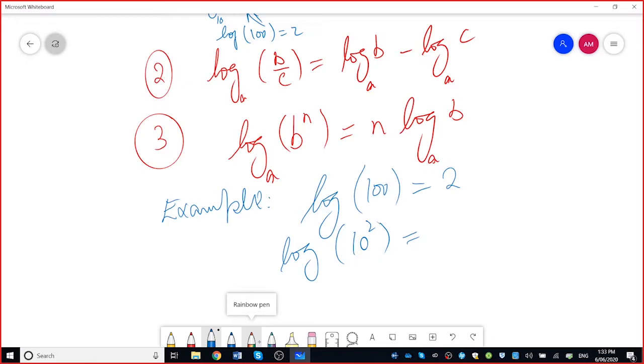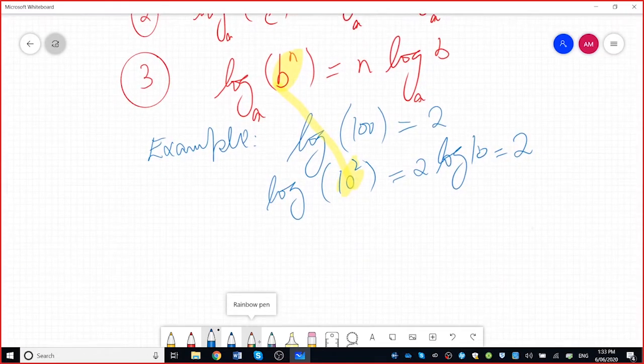If you compare with the above third equation, this question, what is n? Oh, n is 2. Yes, n is 2. Good. And therefore we will say 2 log of 10. What is log of 10 to the base 10? 1. So it becomes 2 times 1 is equal to 2. That's another way of getting it.